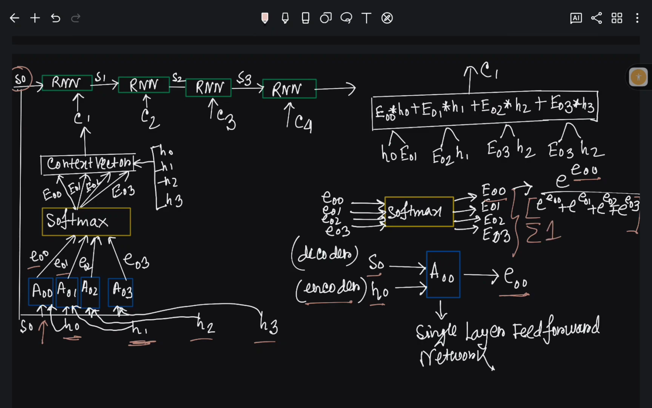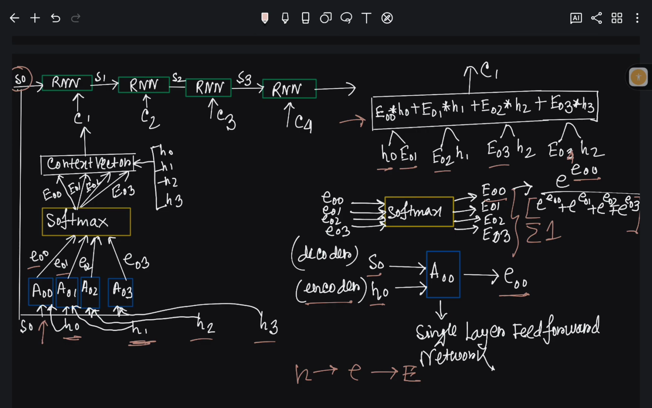Now we get the capital E's. So we started with H, then we got small e, and then we get the capital E, right? With the help of the capital E's, we calculate the context vector. Now how is this context vector calculated? You need to look here. We have our H0s which are coming from the encoder side, and also we calculated E01, E02, E03, and E04.